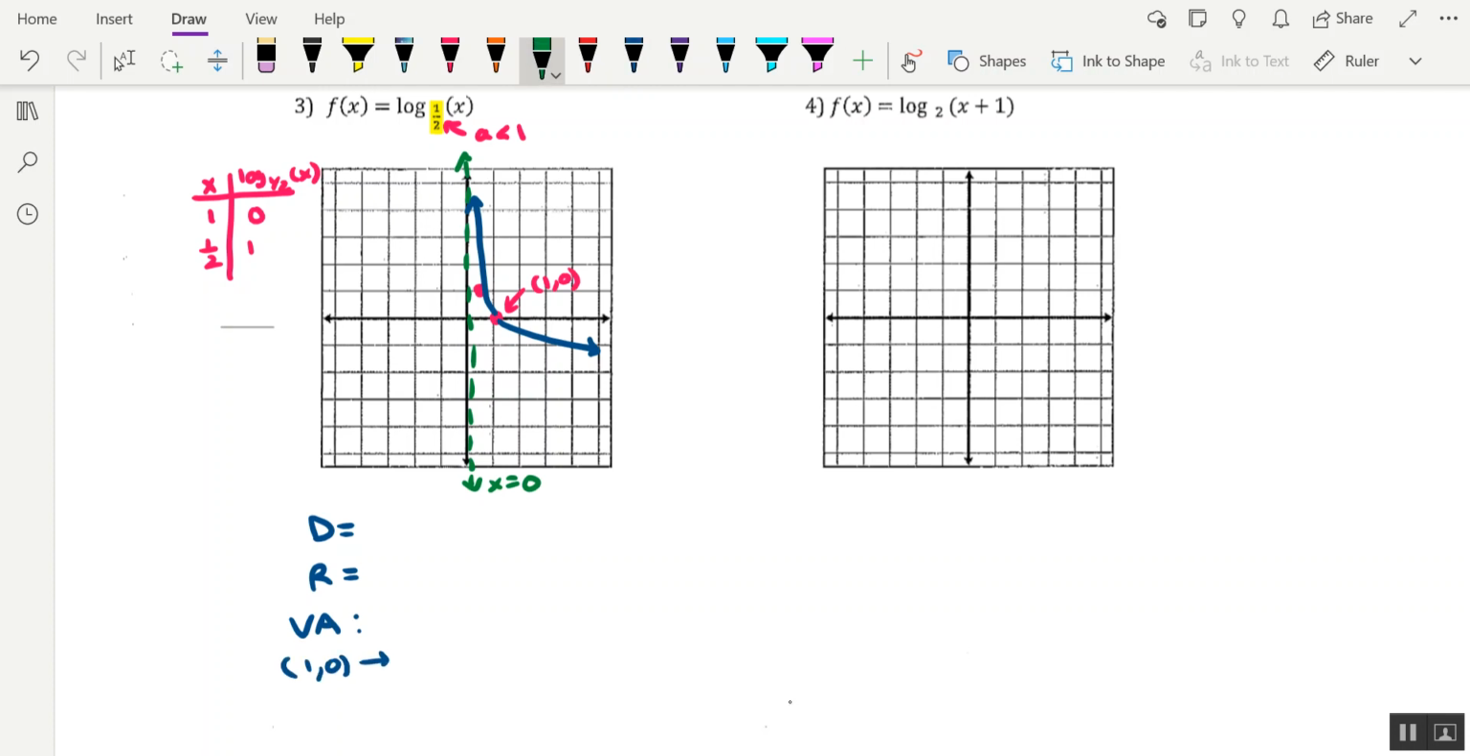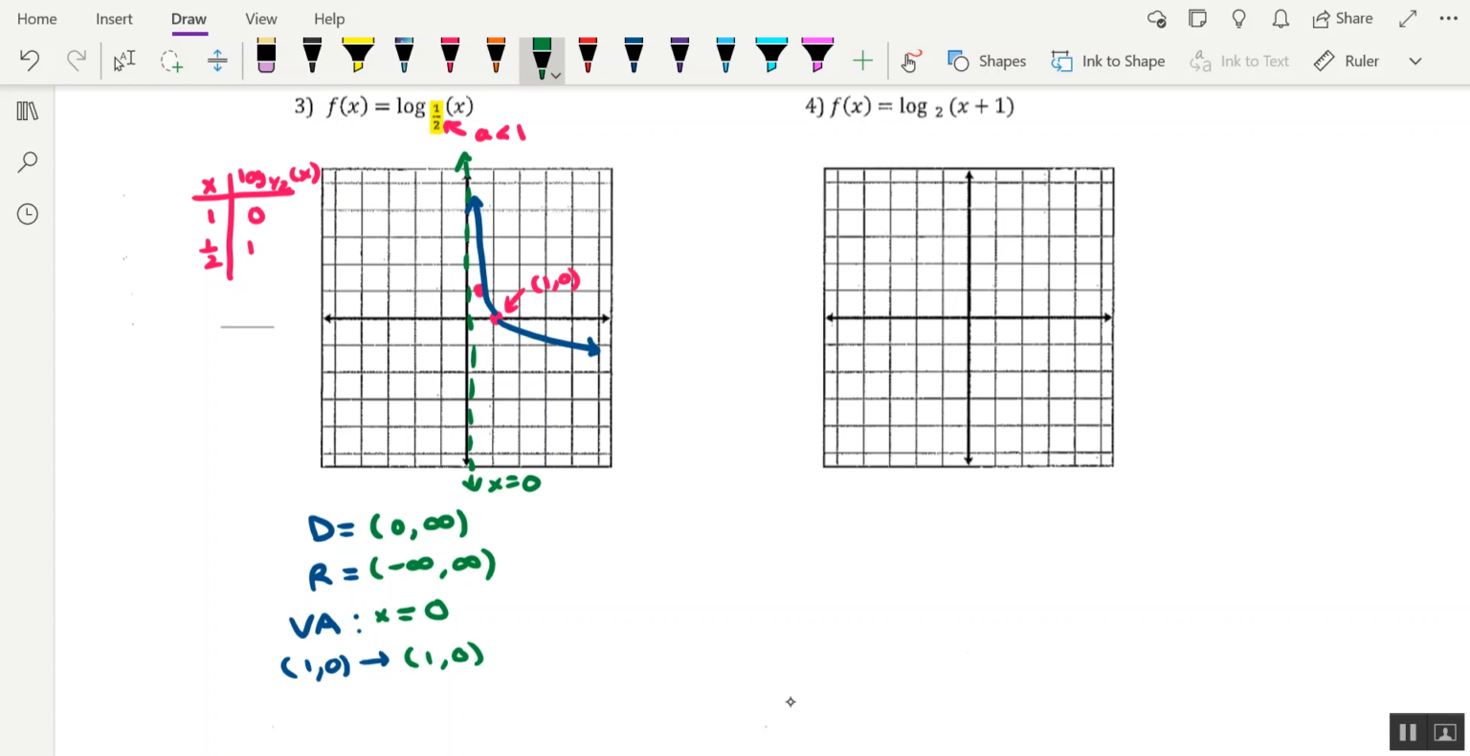So no alterations, in other words, no transformations present. We just wanted the basic graph here. For that reason, the domain is from 0 to infinity. The range would still be all real numbers. Equation of the vertical asymptote at x equals 0. And then 1 comma 0 stays at 1 comma 0. So that would be a rough sketch of log base 1/2 of x.